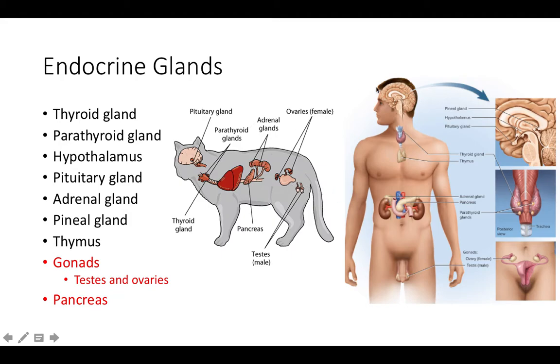The pineal gland is right here in the brain. The thymus is right above the heart. I don't know why I could not find a picture of the thymus included in the endocrine glands in quadrupeds, but it's right above the heart. And then, of course, gonads and pancreas. Gonads are right here. So ovaries in the female, testes in the male, and then ovaries in the female, testes in the male down here. And then the pancreas is right here and right here in this sort of yellow creamy color.